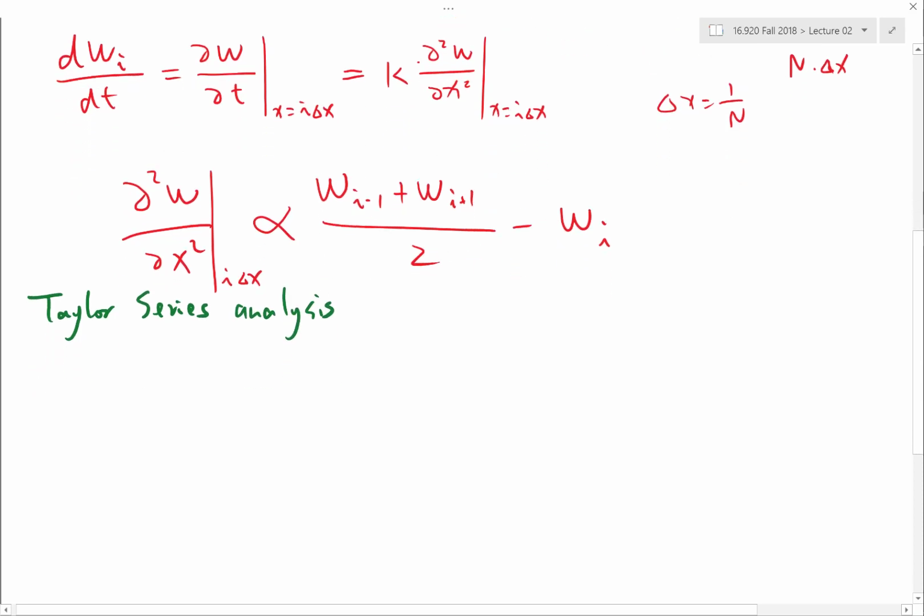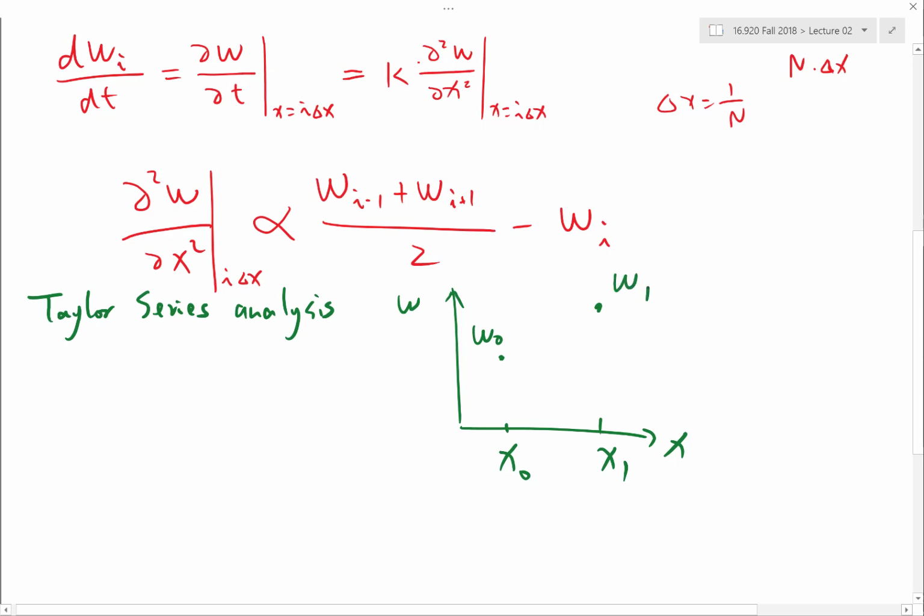The simplest application of Taylor series analysis involves the first order derivative, actually. So let's say I have a function w as a function of x, and I have 2 points, x0 and x1. I know the value of the function at x0 being w0. I know the value at x1 being w1.